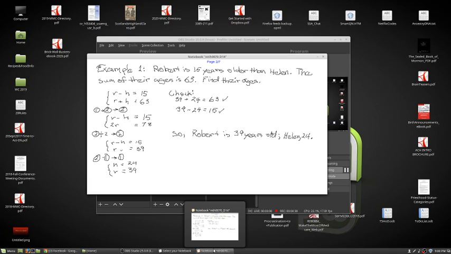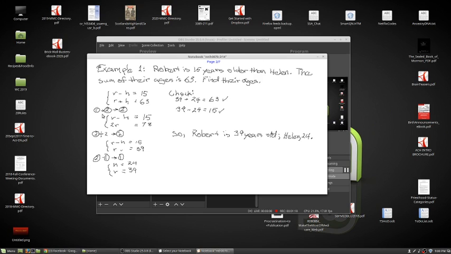Our first example is that Robert is 15 years older than Helen. The sum of their ages is 63, and we want to find their ages. Well, R is going to be Robert's age, and H is going to be Helen's. So we start off with our system of equations: R minus H is equal to 15. That's our first part of the problem here. And then R plus H is 63, which is the second part.